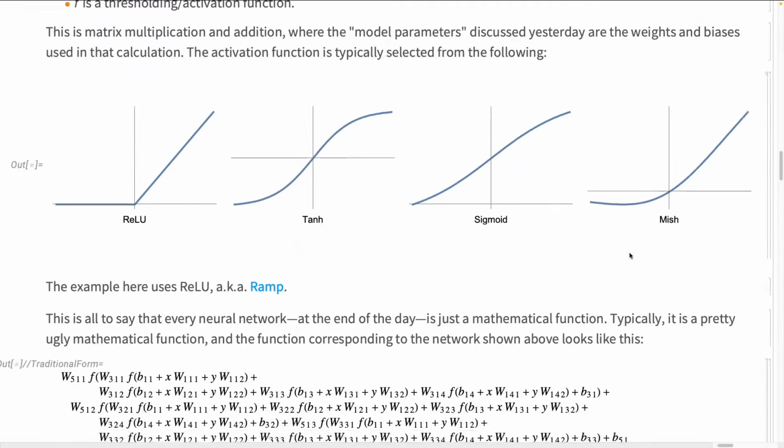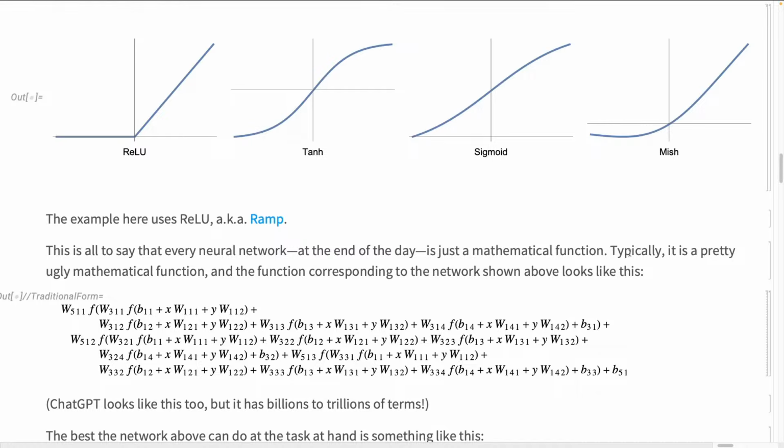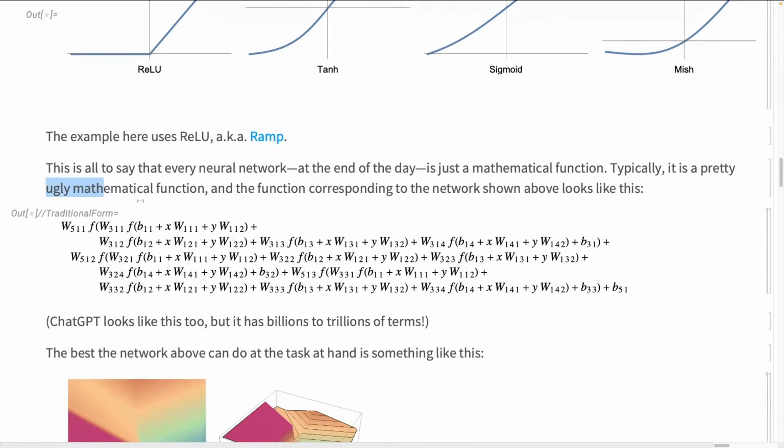And this is just a choice you make when you create your network. So this is really all just to say, I don't want to get too bogged down in the details of that. It is just a basic linear algebra operation. And at the end of the day, the point is that any given neural network is just a mathematical function. Typically, it is a pretty ugly mathematical function. And the function corresponding to the network above, for example, looks like this.